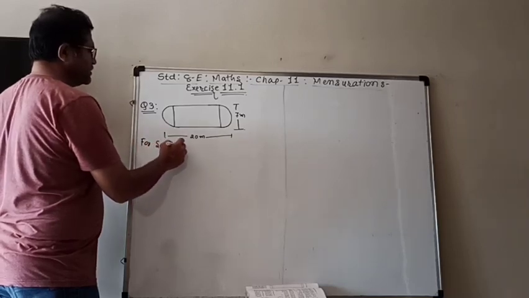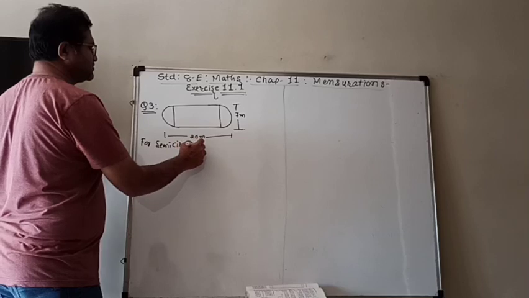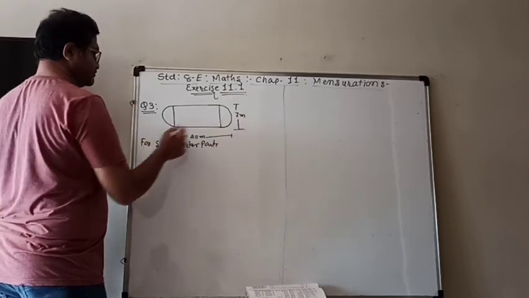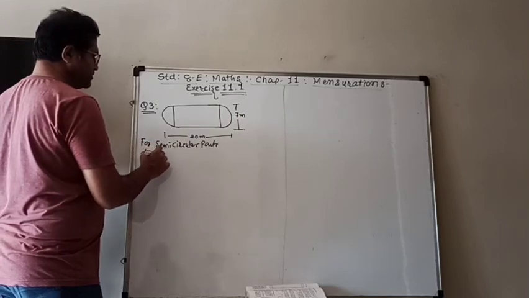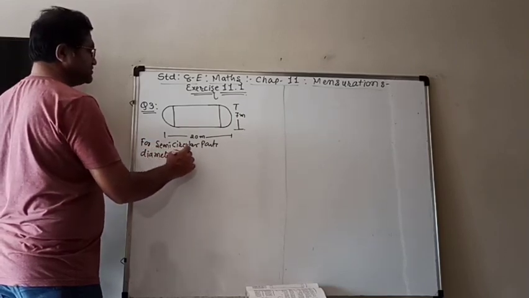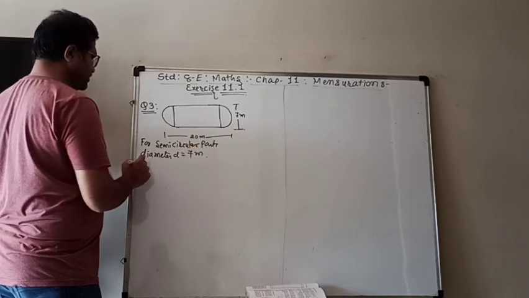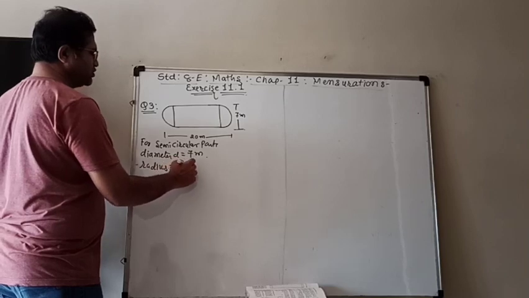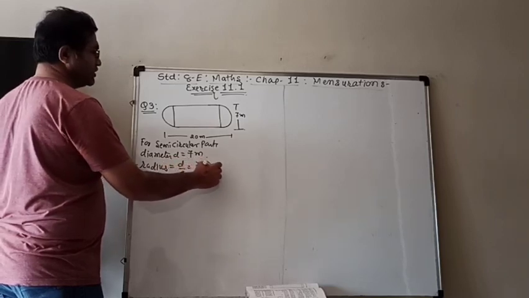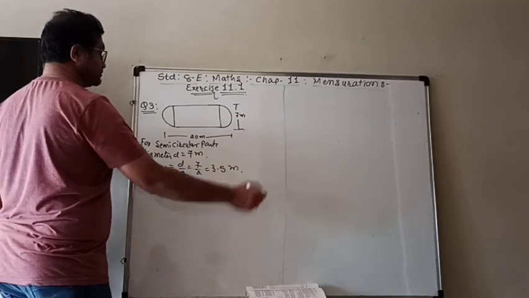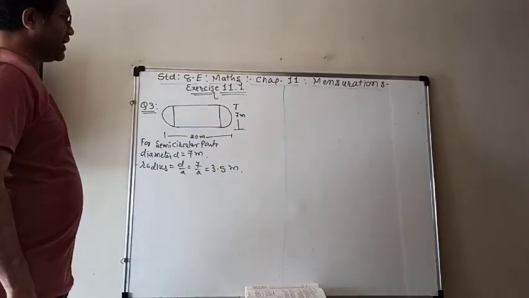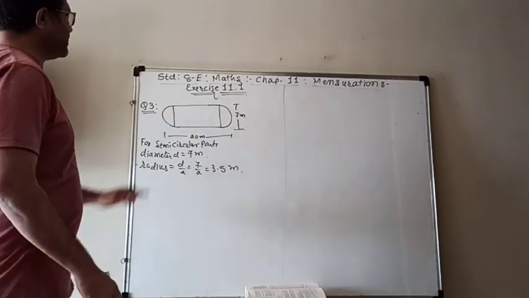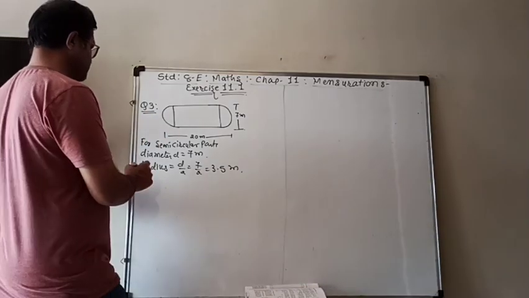For semicircular parts, here the diameter is given. Diameter D is 7 meter. And therefore its radius will be diameter divided by 2. So 7 upon 2, that is 3.5 meter. So now first we will find the area and perimeter of this semicircle.